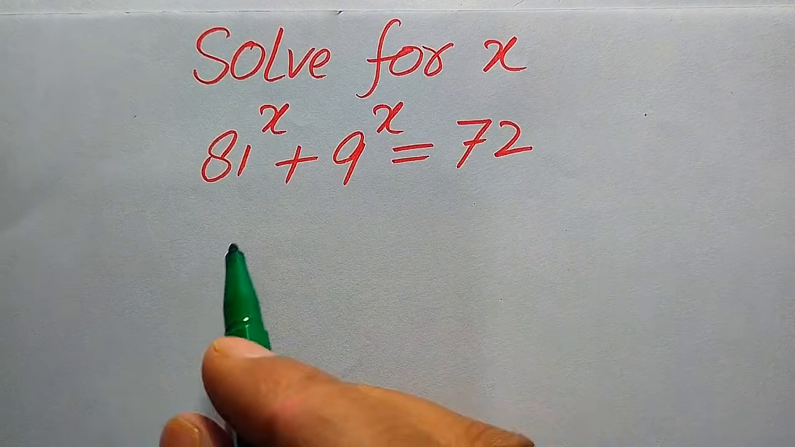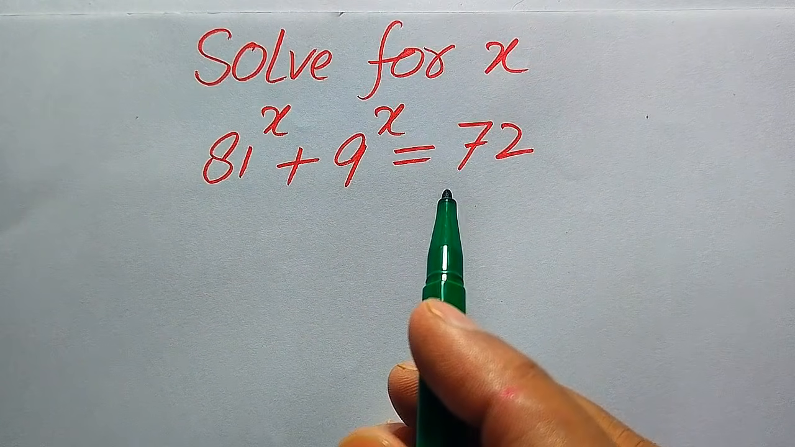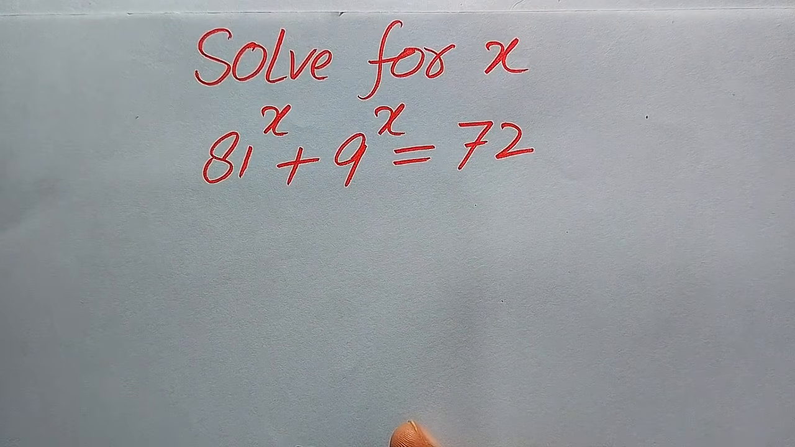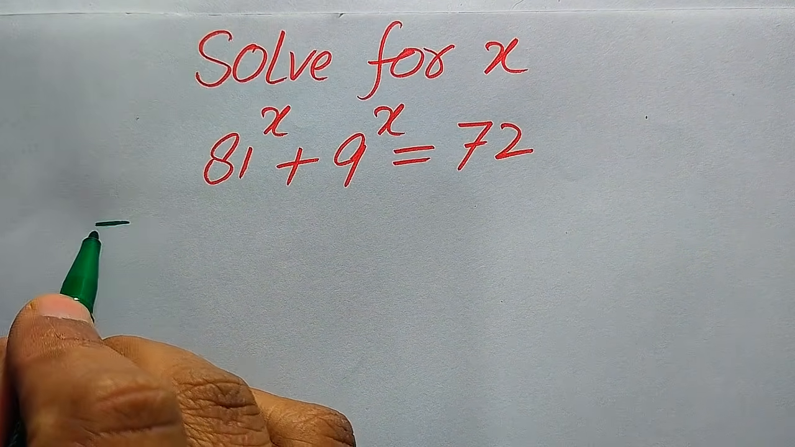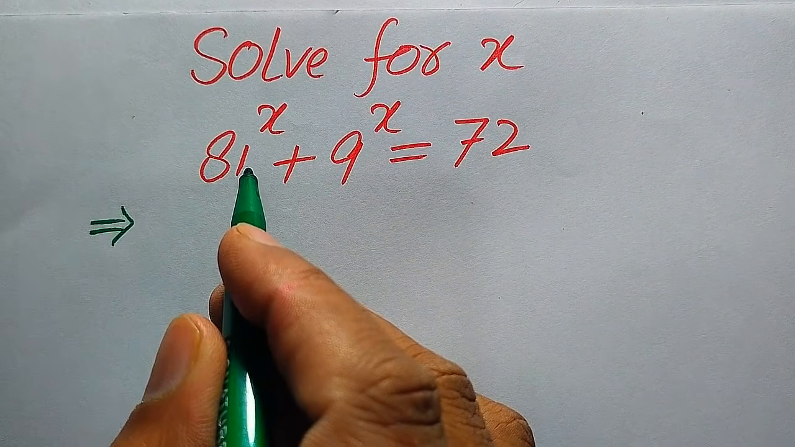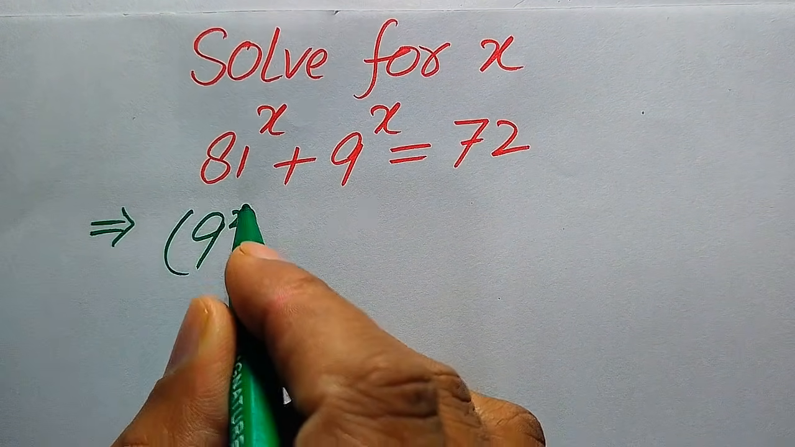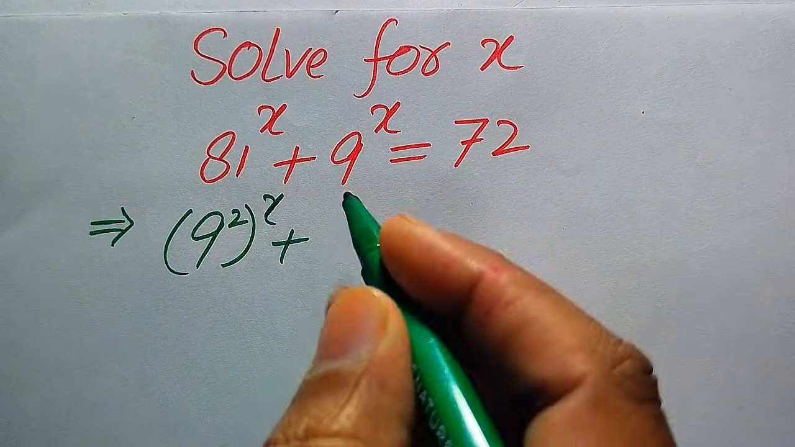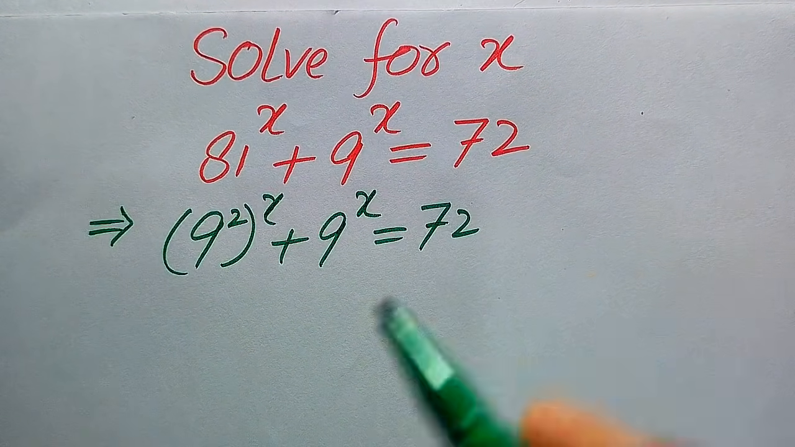So here we have 81 to the power of x plus 9 to the power of x is equal to 72, and we solve this problem for all the values of x. So here we move toward the solution of this problem, and we have 81 to the power of x, and we write this 81 as 9 squared and its whole power is x, plus 9 to the power of x is equal to 72.